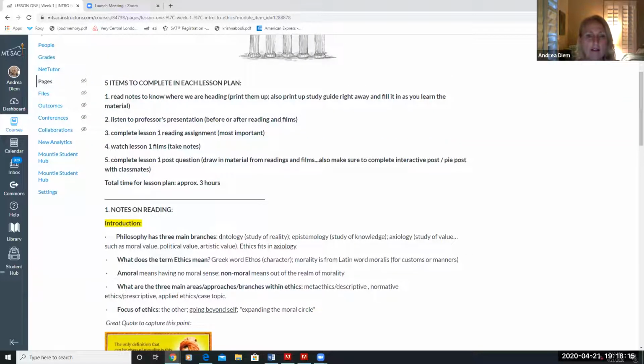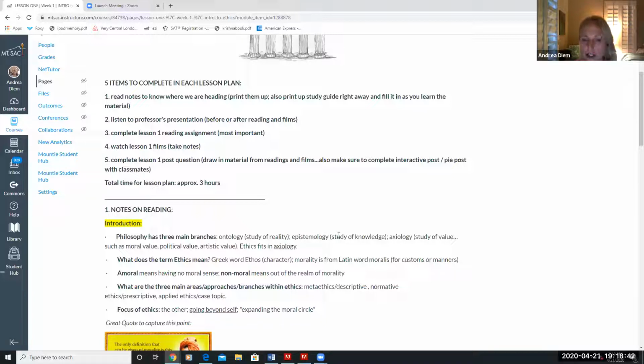The first branch is called ontology, which is the study of reality, asking questions like what is real, what is not real? Is there anything beyond the physical world? Is there a metaphysical world? Epistemology is the study of knowledge, asking questions like, how do we gain knowledge? Are we born with it? Is it innate, or do we learn it? Is it nurture versus nature?